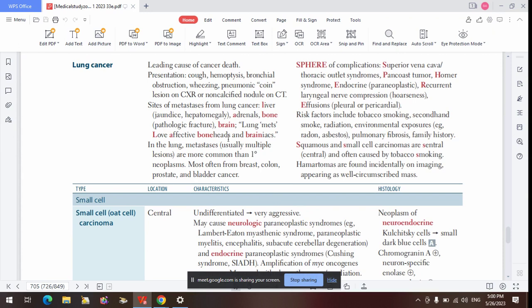I've talked about someone having a nodule on the CT that is not enlarging with time. That could just be a hamartoma or a granuloma. I'm coming, guys, just one minute.